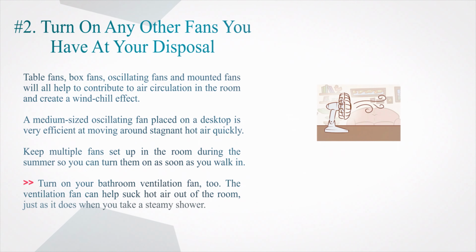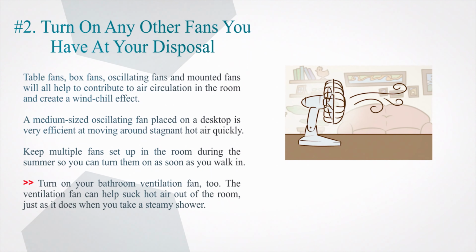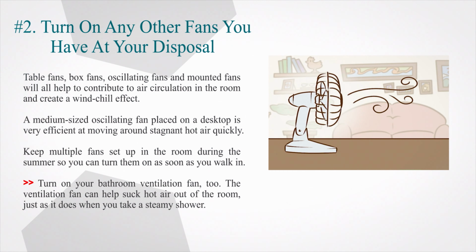Number 2. Turn on any other fans you have at your disposal. Table fans, box fans, oscillating fans, and mounted fans will all help to contribute to air circulation in the room and create a wind chill effect. A medium-sized oscillating fan placed on a desktop is very efficient at moving around stagnant hot air quickly. Keep multiple fans set up in the room during the summer so you can turn them on as soon as you walk in.